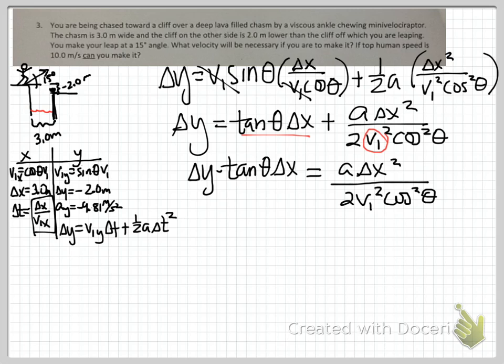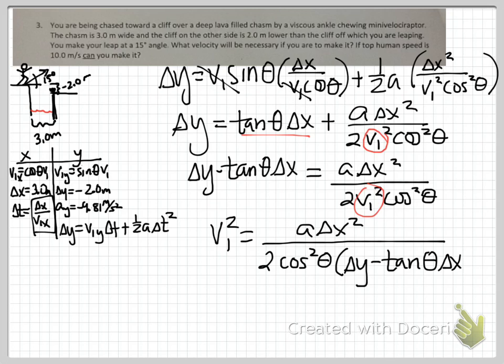Again, two ways to handle it algebraically. You can multiply both sides by Vi squared, or you can move the 2 cosine squared theta to the other side and then swap those out. In either case, what you end up with next is this. Vi squared is equal to a delta x squared over 2 cosine squared theta times the quantity delta y minus tangent theta delta x. Close parentheses. Now we take a square root and we're done.